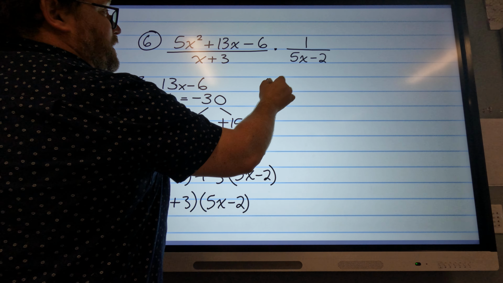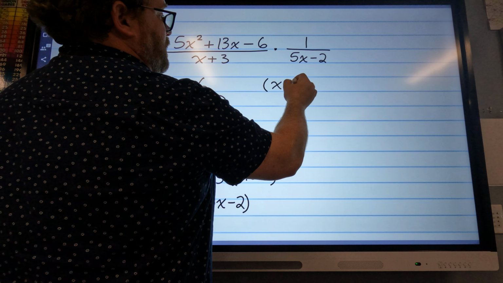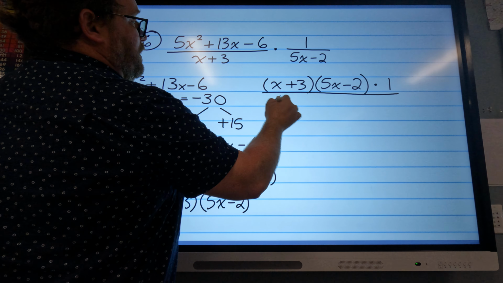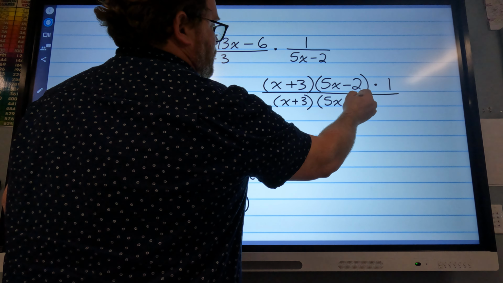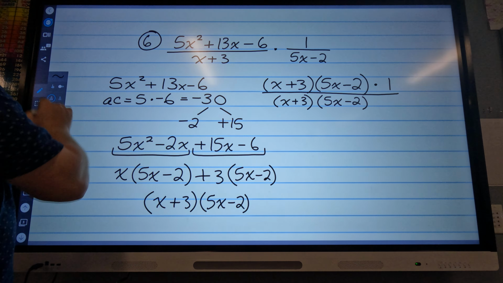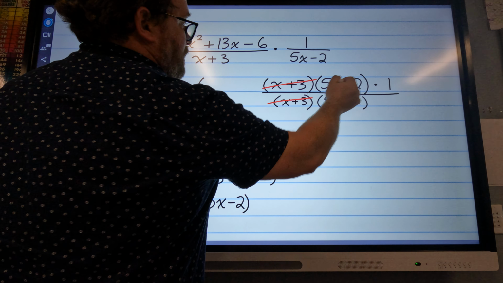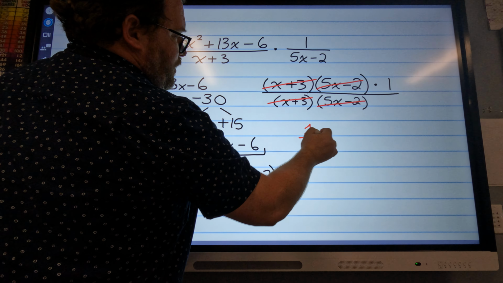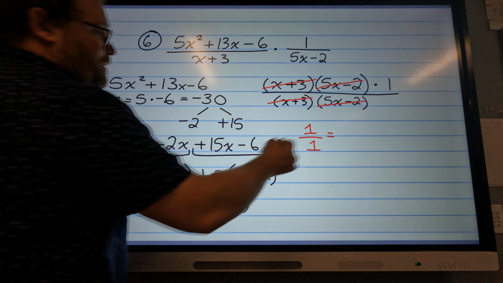So up top we've got (x + 3) times (5x − 2) times 1, all over (x + 3) times (5x − 2). Okay, so we're going to cancel common binomials out. We're left with 1 on top and actually 1 on bottom. So again, a 1 over 1, so that just equals 1.